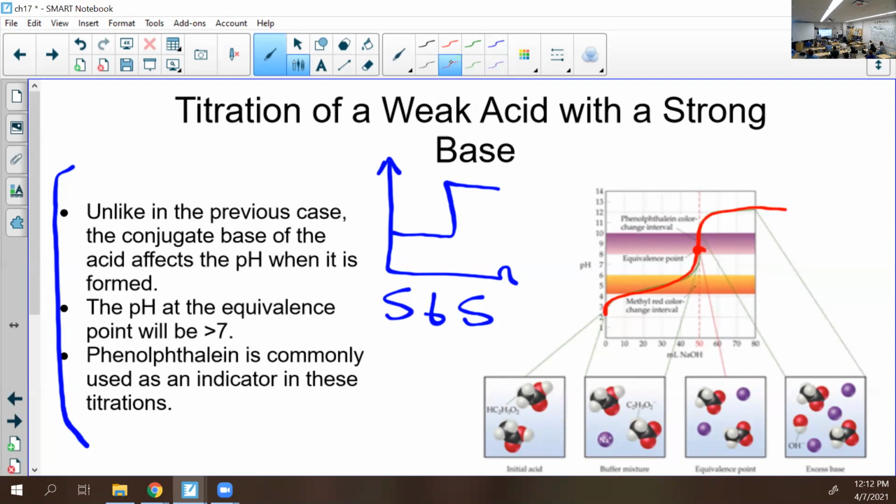Now, you really don't have to know that much about it besides being able to recognize if it has more of a slope, then we're going to say that it's a weak titration. So the pH of the equivalence point will be greater than 7. Phenolphthalein is a very commonly used indicator in these titrations because it changes colors between 8 and 10. If I was doing it the other way around, coming down here, then I'd use methyl red because it changes around 6.5.